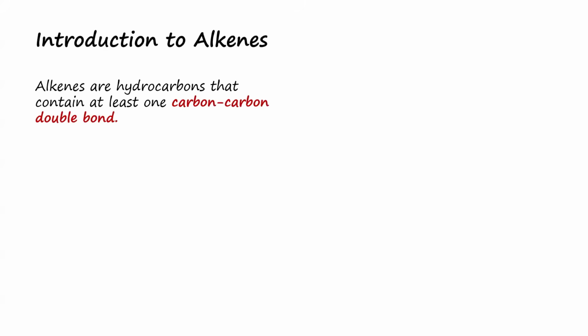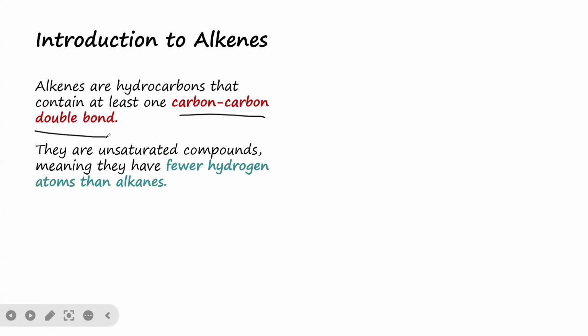Introduction to alkenes. Alkenes are hydrocarbons that contain at least one double bond. So they must have at least one double bond, and they are unsaturated compounds. Because they are unsaturated, it means that they have fewer hydrogen atoms than alkanes. Usually, in the case of alkenes, they are deficient in 2 hydrogen atoms when you compare them with alkanes.